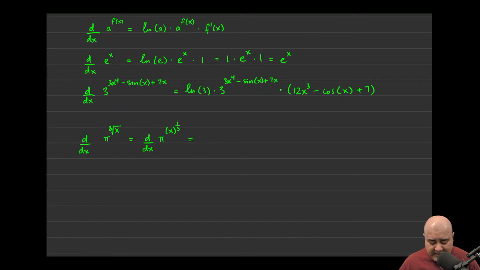We start with ln of the base, so it will be ln of pi times the exponential function itself, pi raised to the x raised to the 1/3, times the derivative of the exponent. Well, what's the derivative of x to the 1/3? It's just 1/3 x to the negative 2/3. Power rule: bring down the power, subtract 1. 1/3 minus 1 is negative 2/3. And that's your answer. No fuss, no mess.